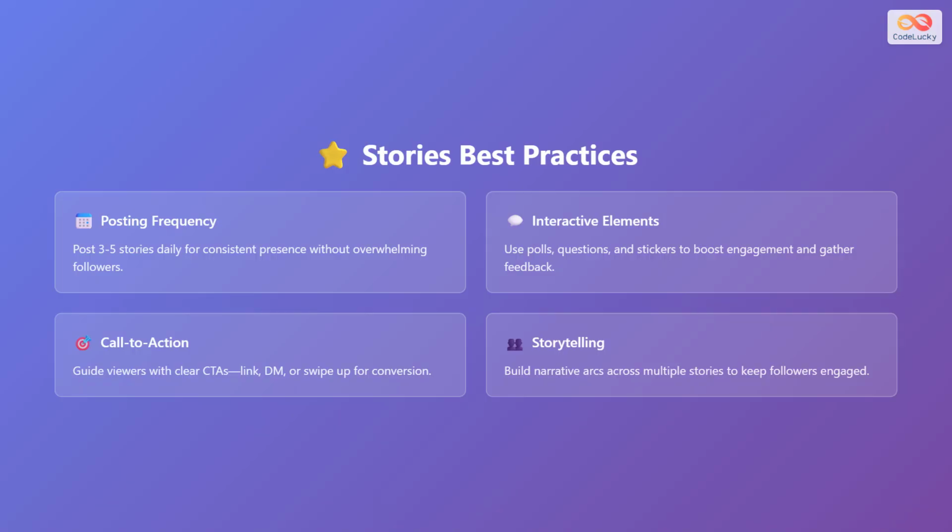To maximize your story's effectiveness, post 3 to 5 stories daily for a consistent presence without overwhelming followers. Use interactive elements like polls and questions to boost engagement and gather valuable feedback about what your audience wants. Always include a clear call to action to guide viewers. Tell them to click a link, send a direct message, or swipe up for a conversion. Build narrative arcs across multiple stories to keep followers interested and coming back for more.